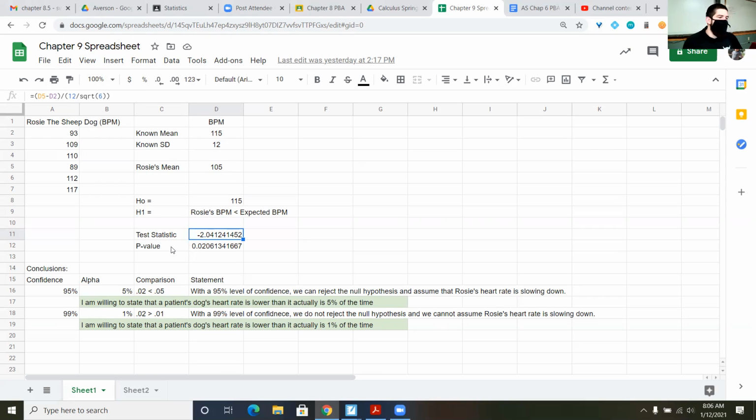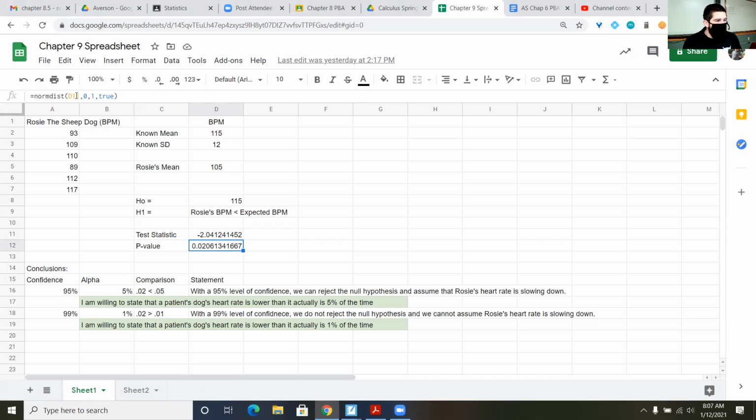So my test statistic is negative 2.0412, and so on. What does this mean? That means that the average heart rate of our sheepdog, Rosie here, was over 2 deviations below the expected value. That's not good. That means that she's well outside, like 97.5% of other sheepdogs. So it is pretty low. Well, let's go ahead and figure out the p-value. Now, since it's less than, that means that I'm going to just do the equals of the normal distribution. It's a left-tailed test.